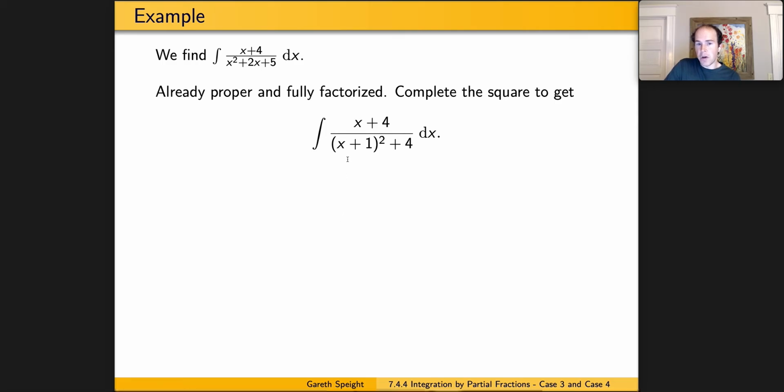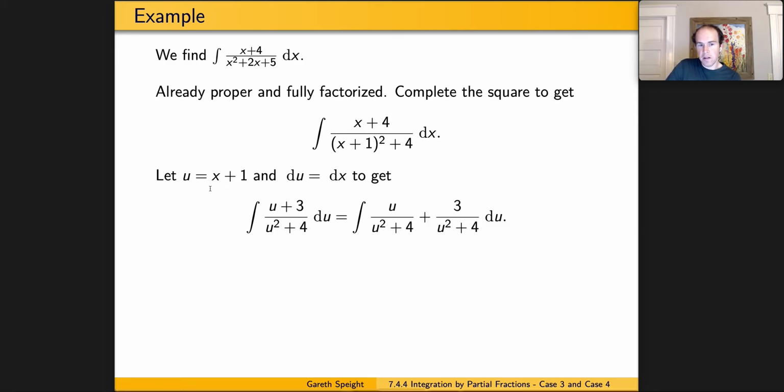And now we substitute u equals x plus 1. Then du/dx equals 1, so du equals dx. Everywhere there was an x, we replace it by u, and everywhere there was a dx, we replace it by du. So at the bottom, rather than x plus 1 squared, u is x plus 1, so we get u squared. The bottom becomes u squared plus 4. On the top, x becomes u minus 1, so we get u minus 1 plus 4, which is u plus 3. And dx was equal to du, so that one is easy.